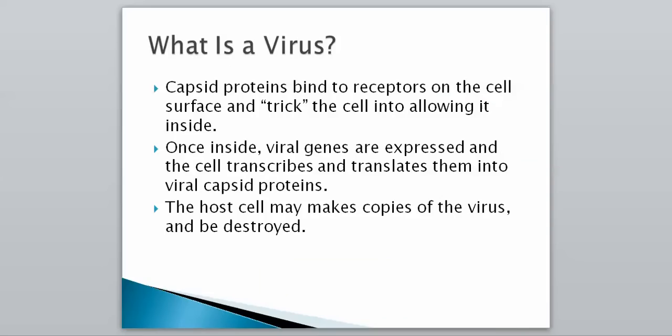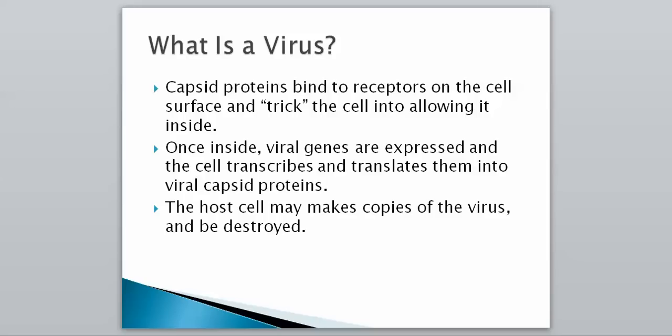First, they have what are known as capsid proteins, and capsid proteins bind to receptors on the cell surface, and they trick the cell into allowing it inside. So they attach to the cell. They tell the cell, hey, we're here to help, but really they're here to infect and kill the cell. Once inside, viral genes are expressed, so the genes from the virus are expressed, and the cell will transcribe and translate them into viral capsid proteins. Remember, transcription and translation go from DNA to RNA, then from RNA into protein. So they just put in their DNA and they make their own viral proteins.